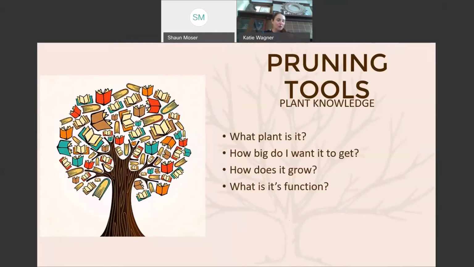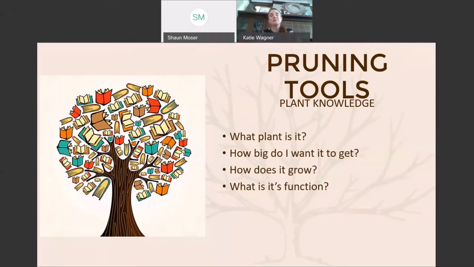So, if you have a peach tree in your landscape, for example, you need to make that decision right up front and center: do you want this peach tree to get to be 30 feet tall in the landscape, or do you want to try to maintain it at 10 feet?